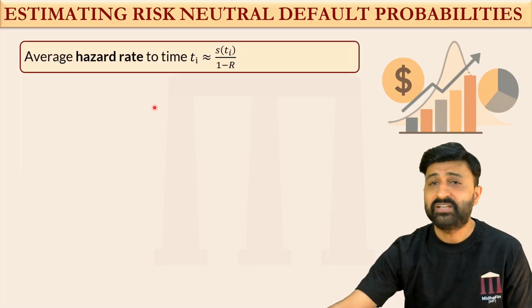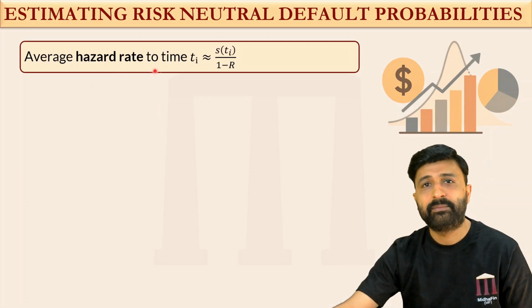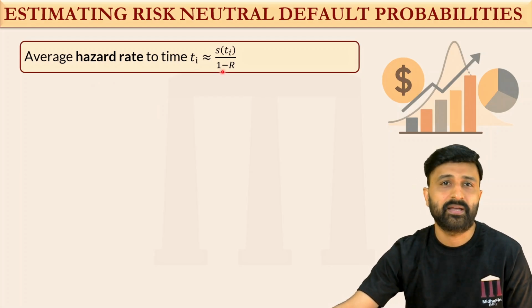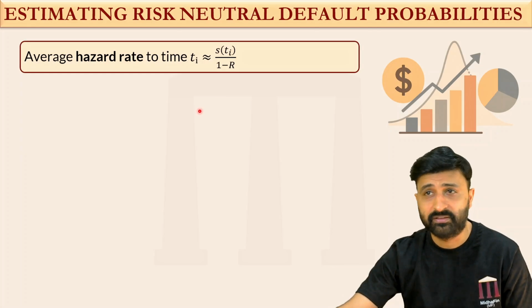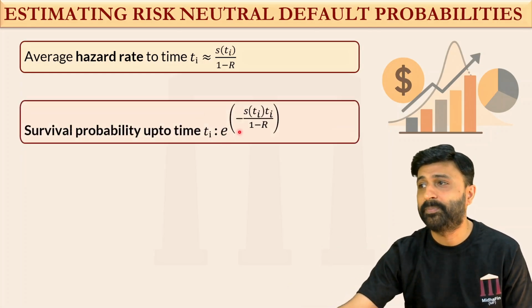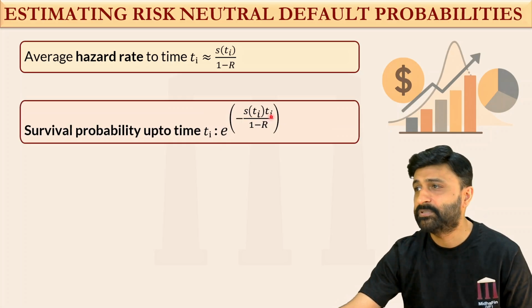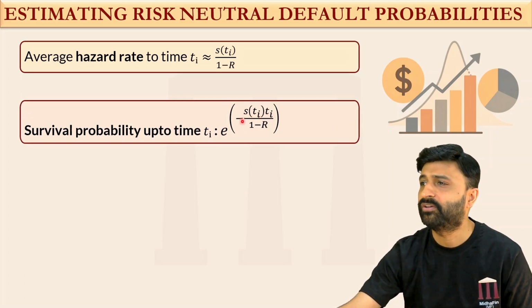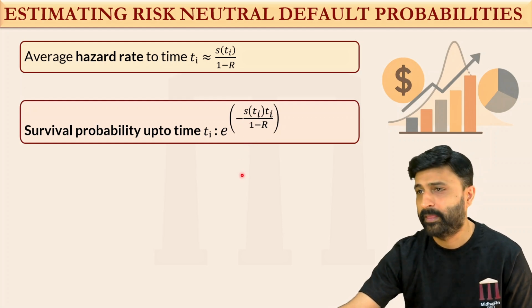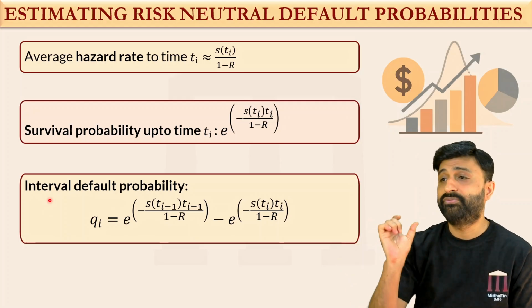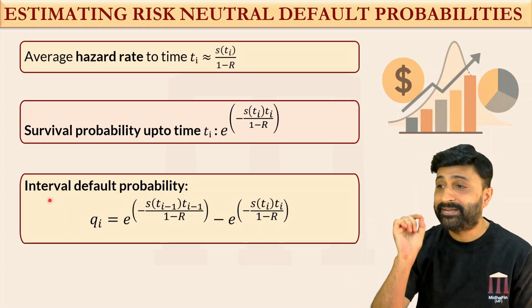Now the average hazard rate up to time Ti is S(Ti) over 1 minus R. Now the chance of survival, not defaulting, up to Ti is given by e raised to the power negative S(Ti) times Ti, which is just the value of the function we have calculated, divided by 1 minus R. Okay. Then what is the probability of defaulting in that particular time interval?